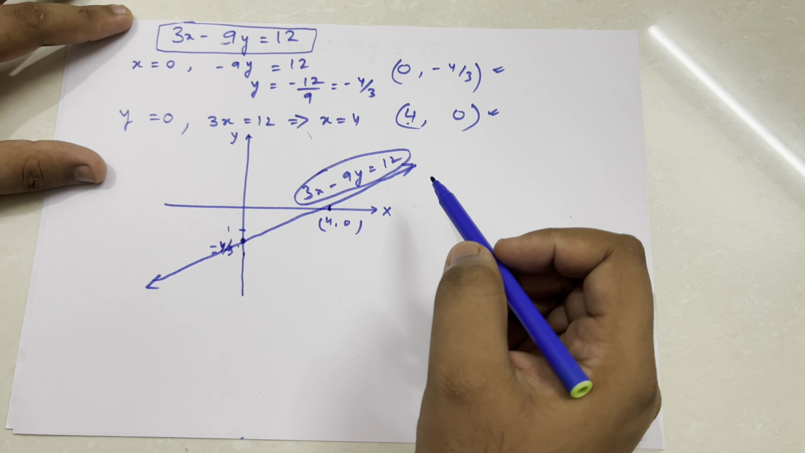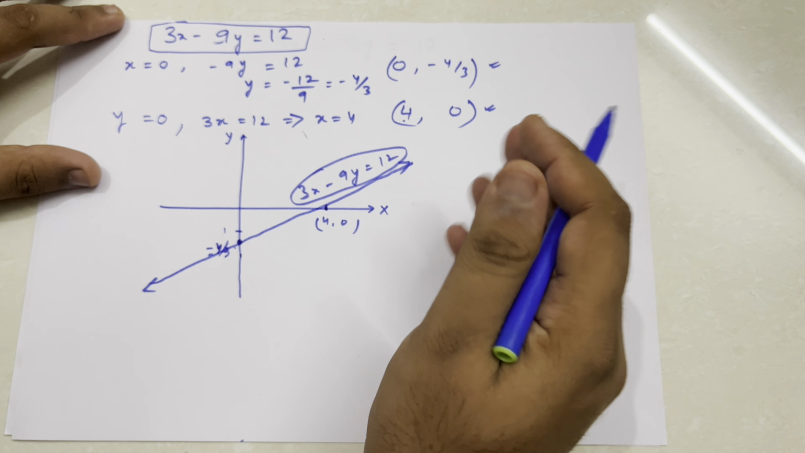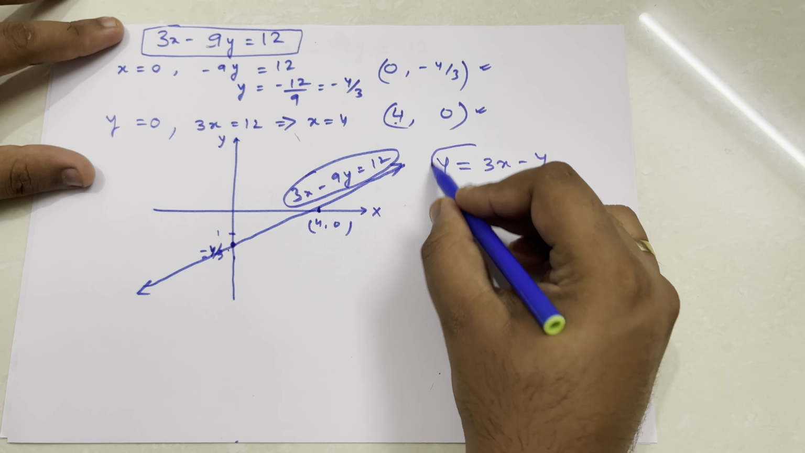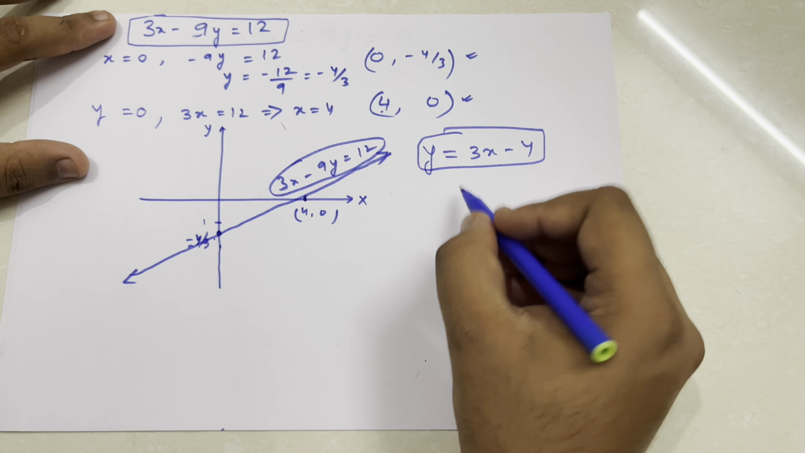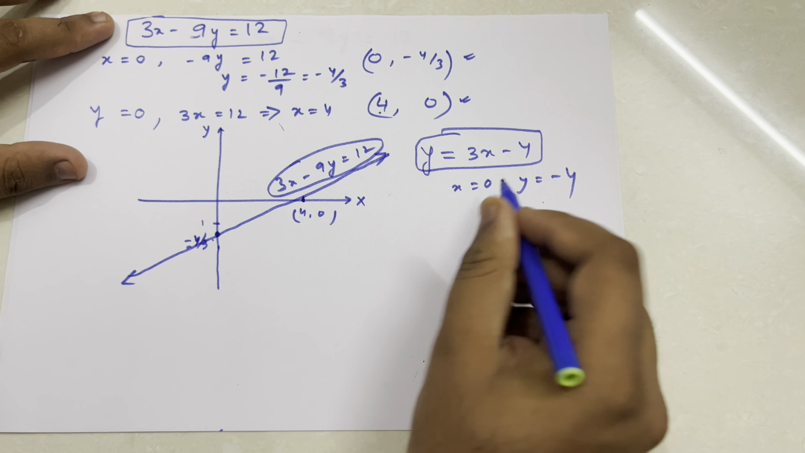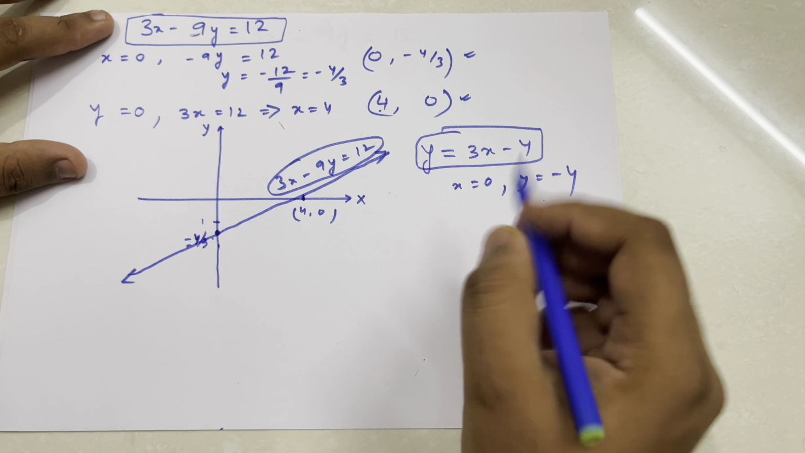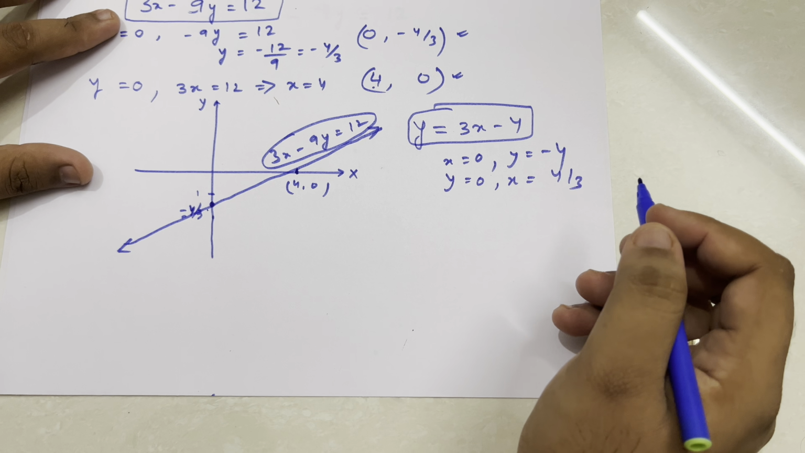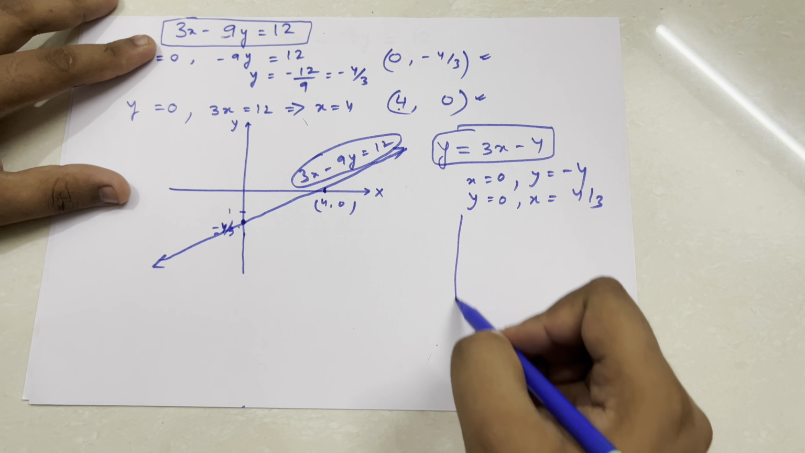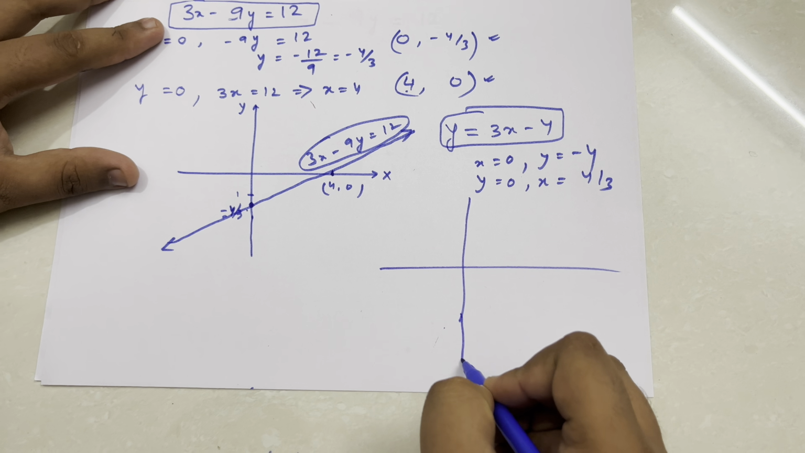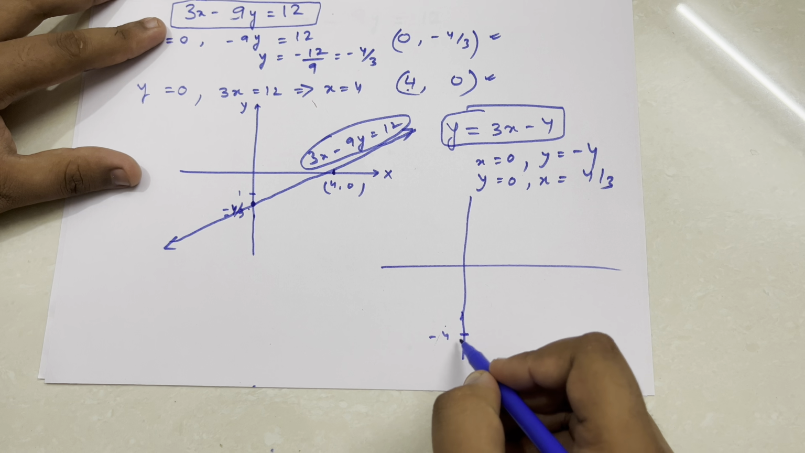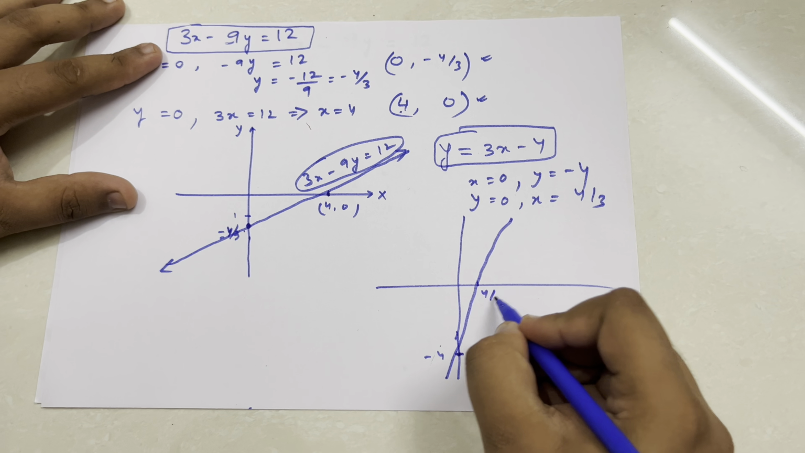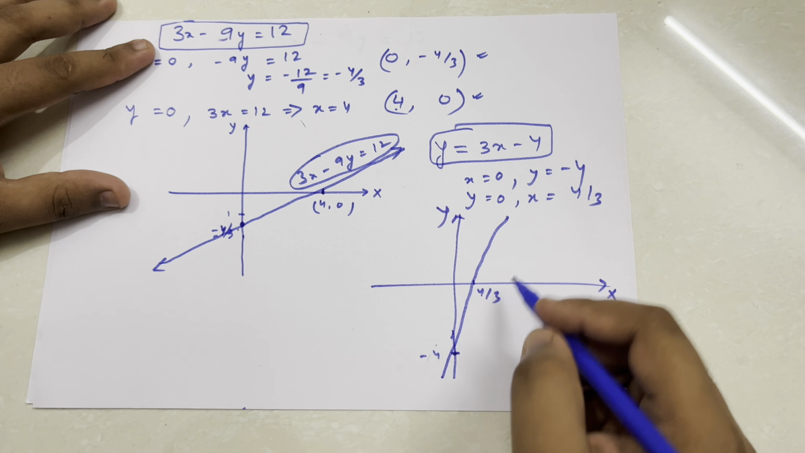From straight lines, we will now see what happens if somebody gives you a modulus. Say, for example, you saw y is equal to 3x minus 4, and you have to draw this. It is very simple. When x is 0, y is minus 4. If y is 0, x is 4 by 3. We already saw this in an earlier example. So this is one point, x is 0, y is minus 4. The other point is x is 4 by 3, y is 0.